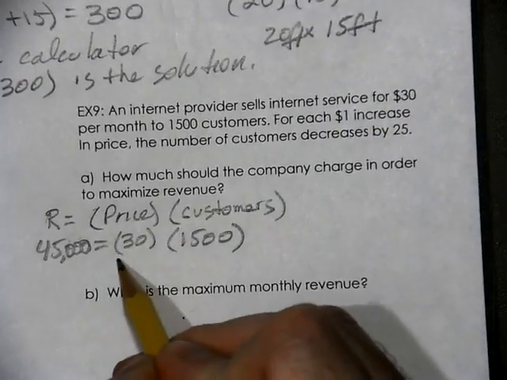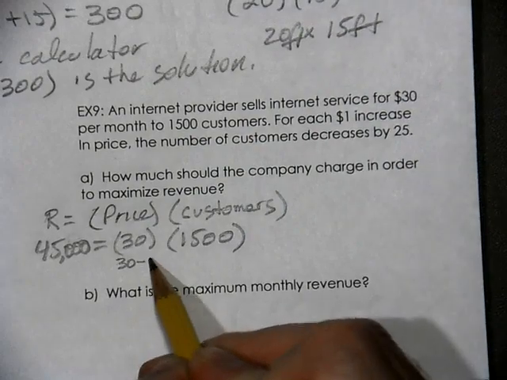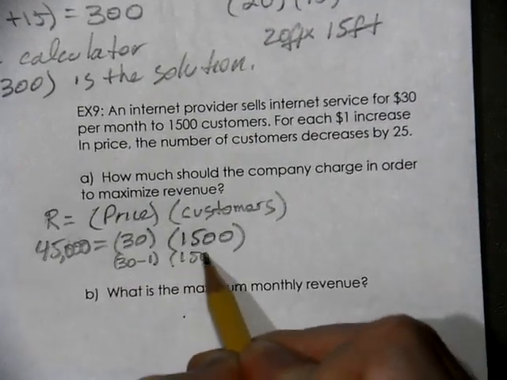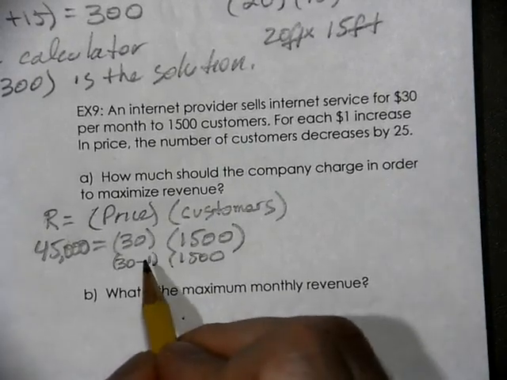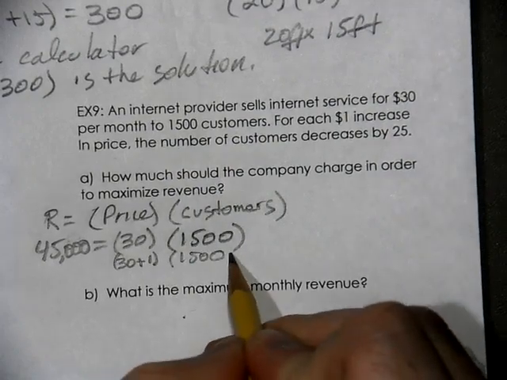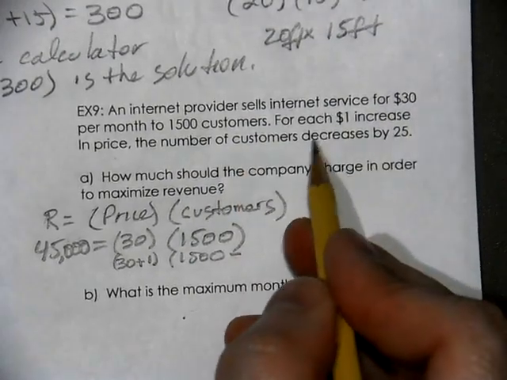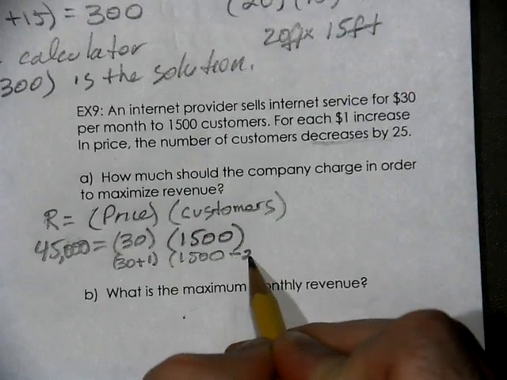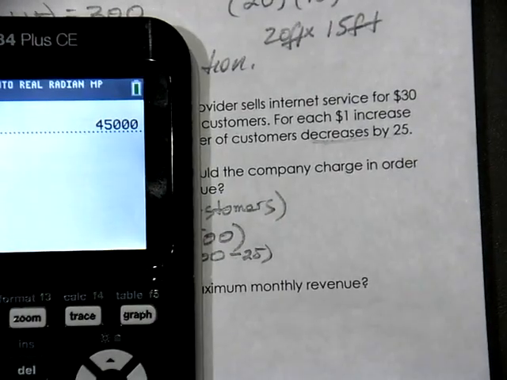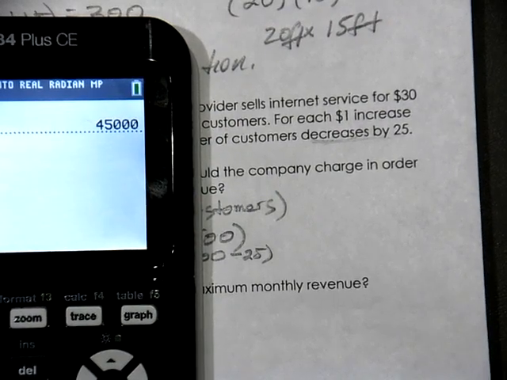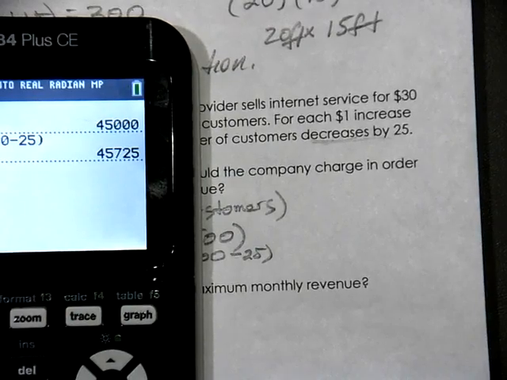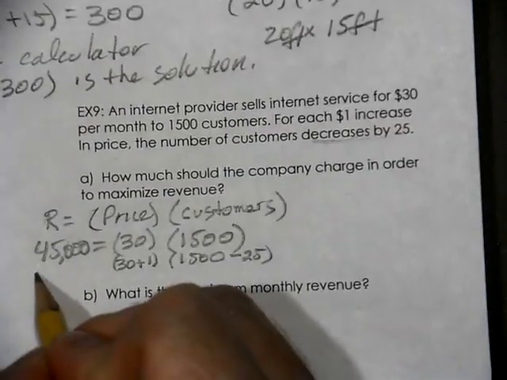And then we learn that if we take our 30 and add $1 to it, that was add, right? We increase the price. So that's adding by 1. We're going to decrease the customers, decrease by 25. So when we do that, if we take our 30 and add $1, take our 1,500 and subtract 25, we get even a higher profit.